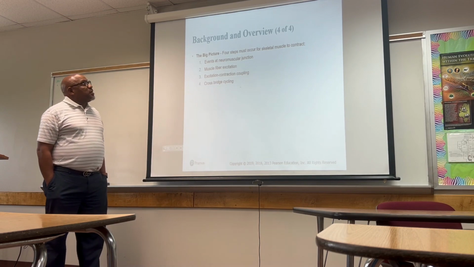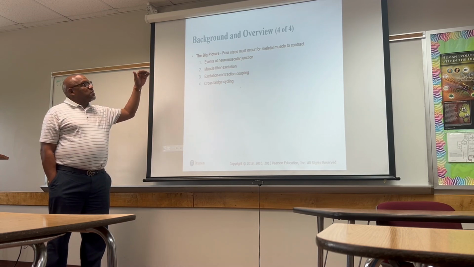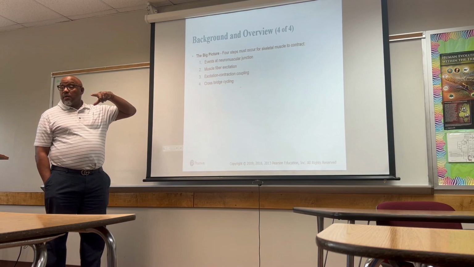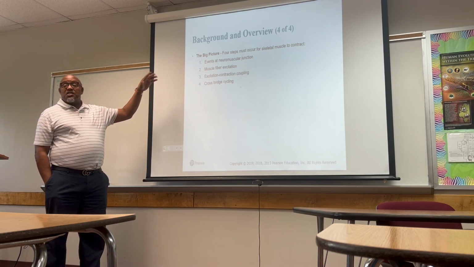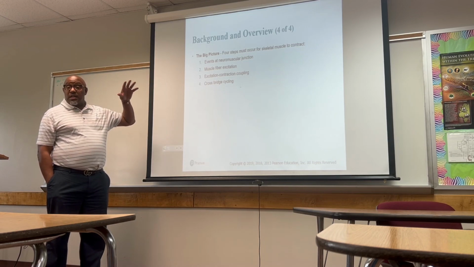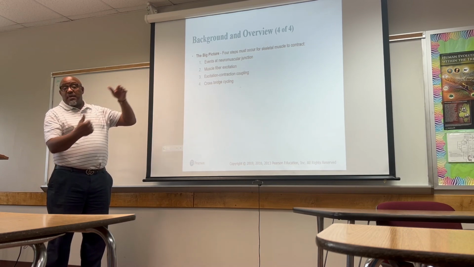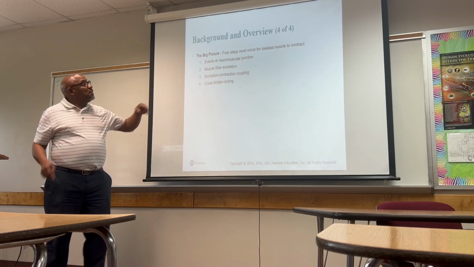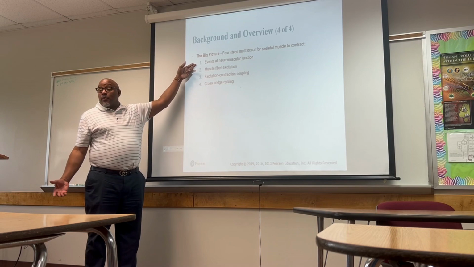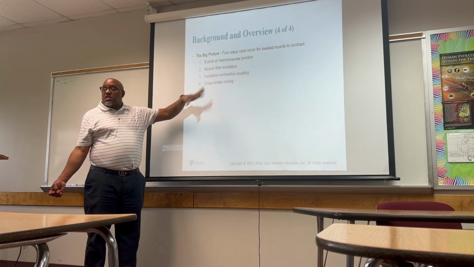All right, the big picture, you guys. Four steps must occur for skeletal muscle to contract. There are events at the neuromuscular junction, which we were just talking about. Muscle fiber excitation, we're going to talk about. Excitation-contraction coupling, we also got to talk about that. Cross-bridge cycling, we've already talked about. Cross-bridge, actin, myosin connect, they slide. Events at the neuromuscular junction, we're going to talk about some more, but that's the release of acetylcholine that attaches to the junctional folds and causes that signal to be transmitted.